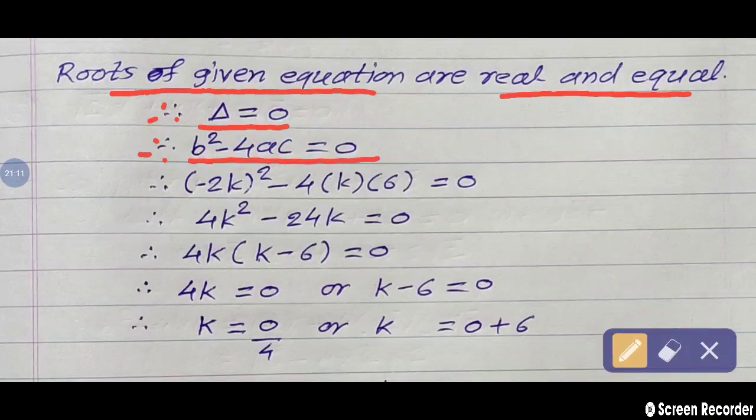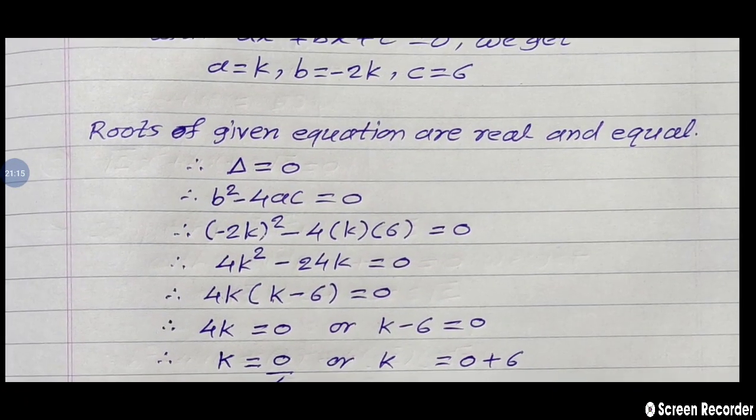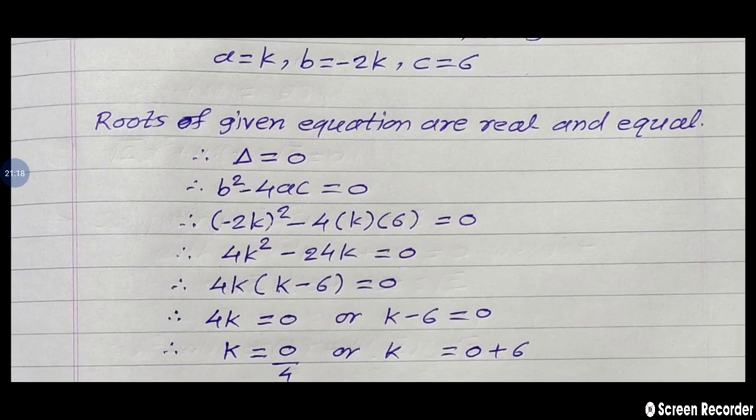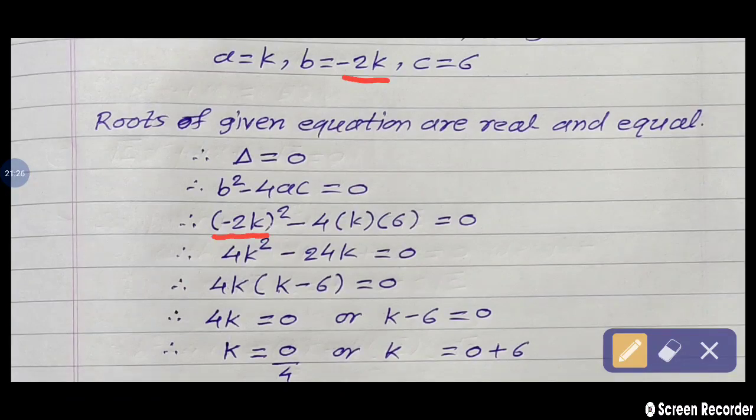Substitute the values of a, b and c. So check that. Value of b square. What is the value of b? Value of b is minus 2k, that we write here. So minus 2k whole bracket square. Minus 4ac means minus 4 multiplied by value of a, that is k, and value of c is 6, is equal to 0.